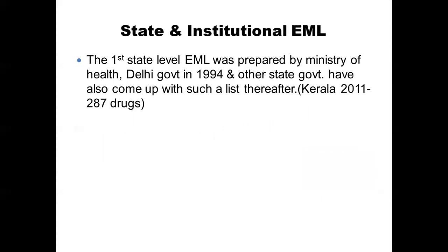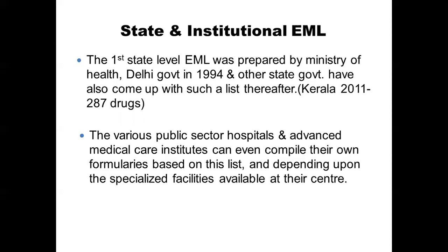Now, further, the states and the institutional EMLs are also available. The first state which prepared an EML was Delhi government in 1994, and Kerala also prepared its latest EML in 2011 with 287 drugs. And there are different public health sector hospitals and advanced medical care institutes which have their own EML depending on their requirement and their public health relevance around the area where they are located.